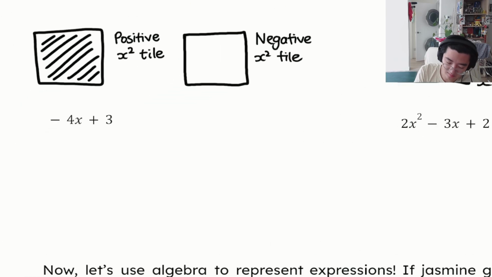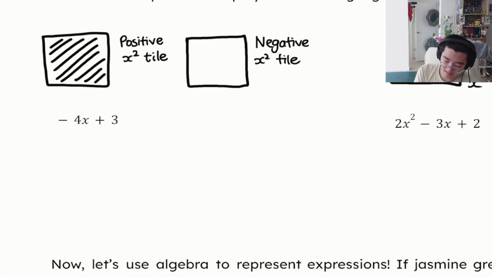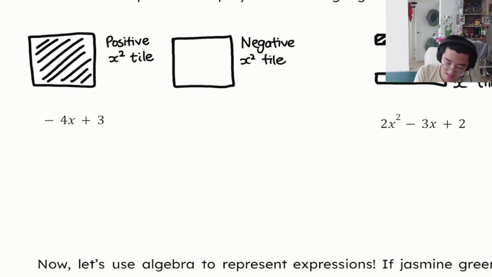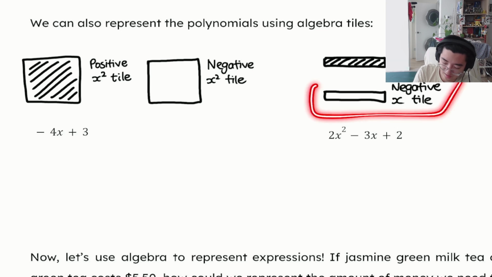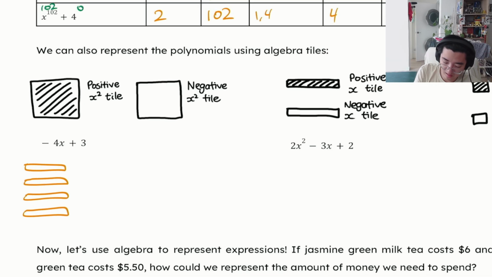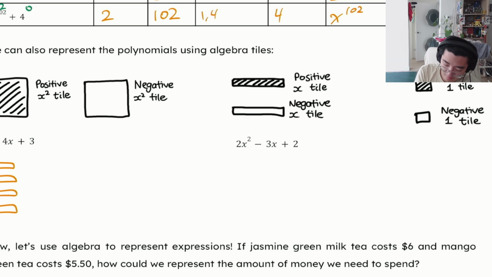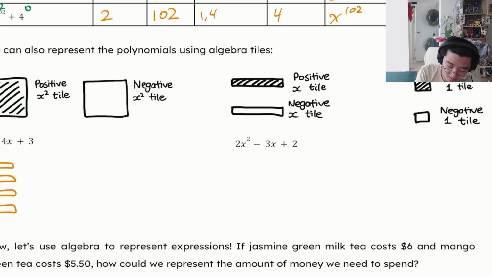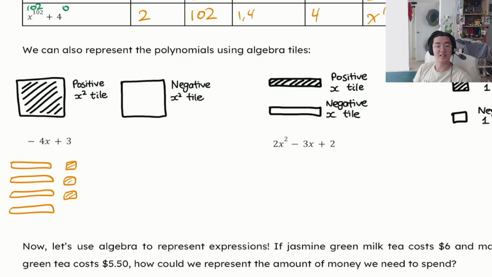So in practice, we got negative 4x here. Negative 4x just means 4 of the negative x tiles. So 1, 2, 3, 4. And then we got plus 3. So we got 3 of the positive 1 tiles. 1, 2, 3. Just like that. Oh, sorry, that's a little cut off here. Just like that.